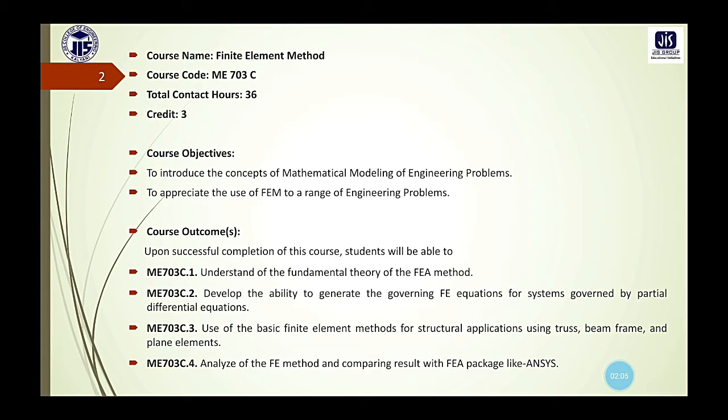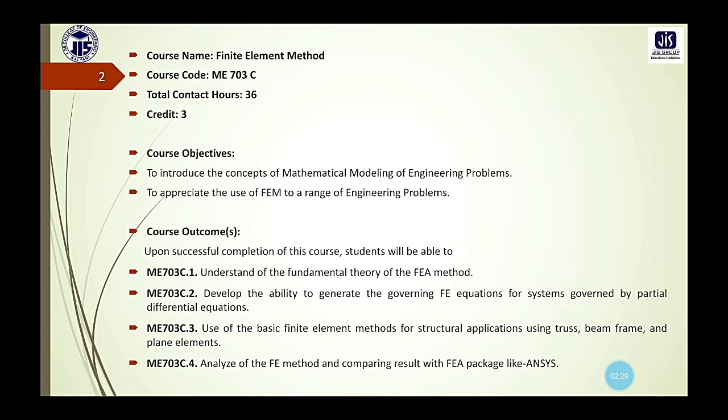So the name of the subject is the finite element method, and in our college the course code is ME703C. The total contact hours is 36, that means we will have a total of 36 lectures for this subject. The credit is 3 for this course.